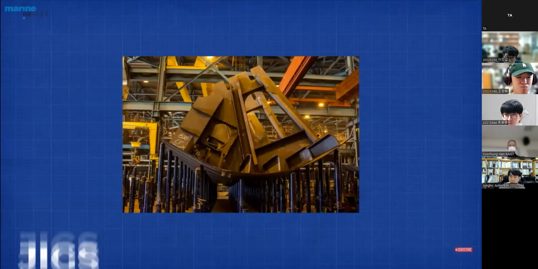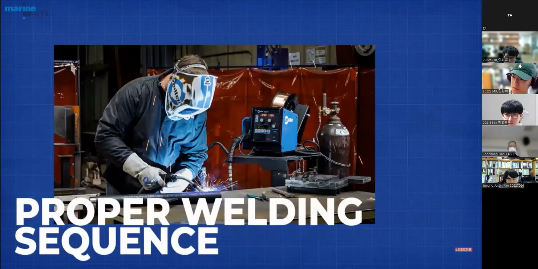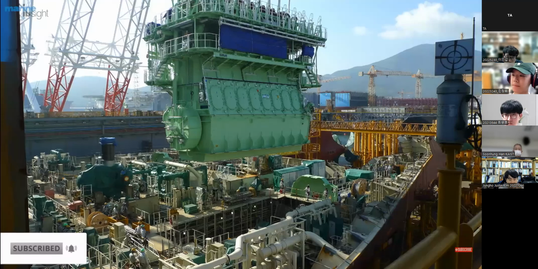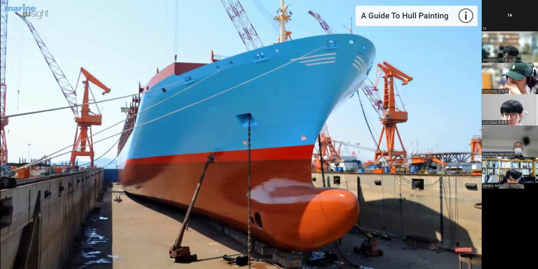Improvements in alignment are made by use of proper jigs for curved shell panels, by using laser alignment tools, and by use of proper welding techniques that have lower heat input. Most of the machinery, especially those which are bigger in size, are fitted during this process. The ship is ready from the outside and is then painted using anti-fouling paints to reduce hull corrosion and resistance.